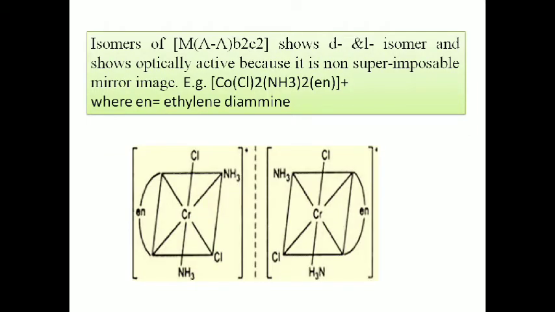Another isomer is M(AA)BC... that is, MAA B2 and C2, which also shows DL isomers and optical activity because it is a non-superimposable mirror image. For example, [CoCl2(NH3)2(en)2]+, where en is equal to ethylenediamine. Here also it shows optical activity, and it is a non-superimposable mirror image.